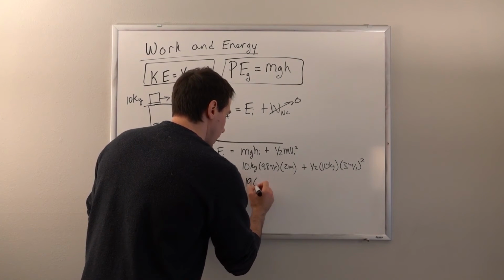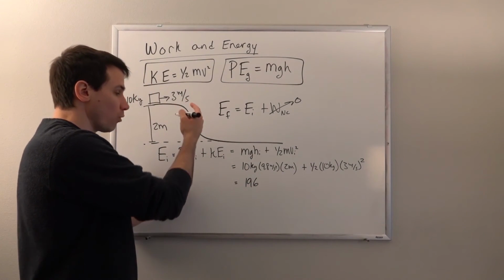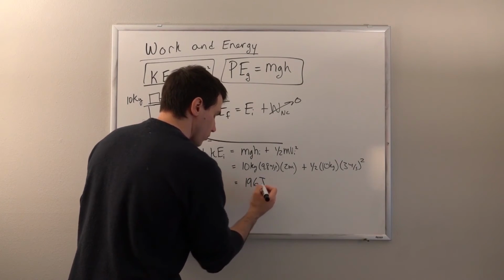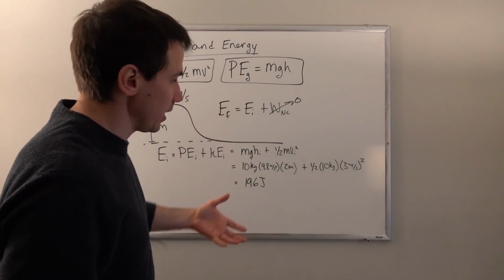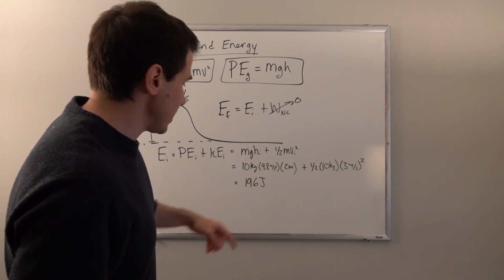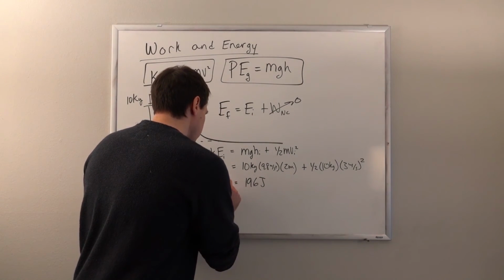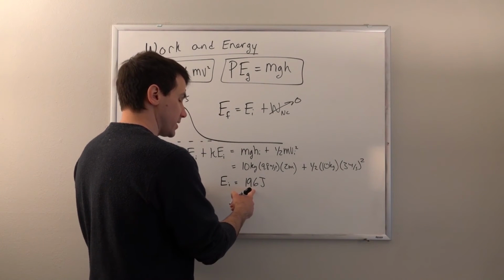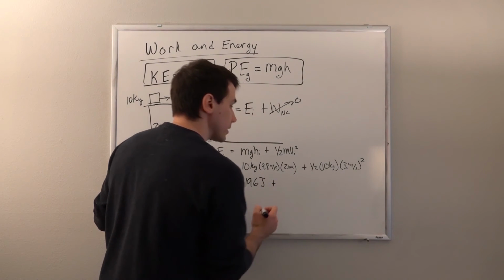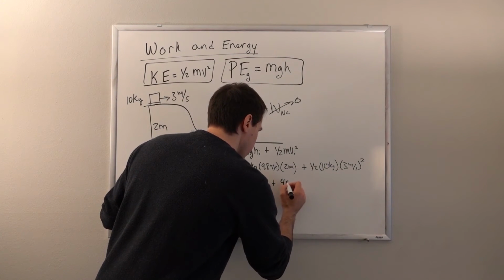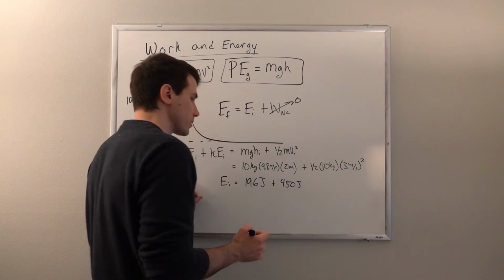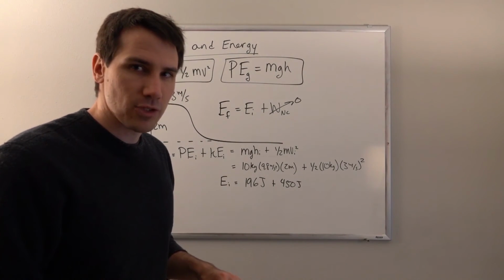And because energy is related to work, it must have the same units as work, because energy is equal to work. We found all of these energies by looking at work. It must have units of joules. So my initial energy is 196 joules of potential energy, plus 50 times 9 is going to be 450 joules of kinetic energy.